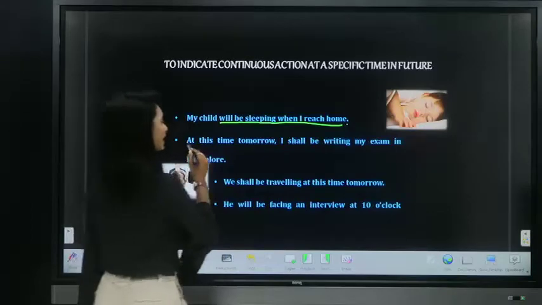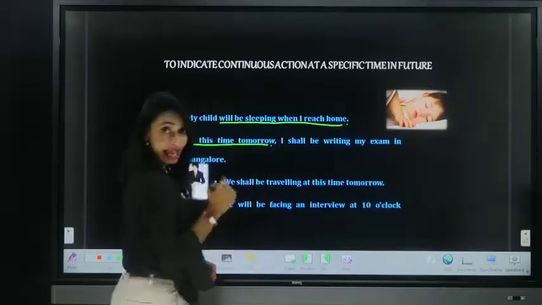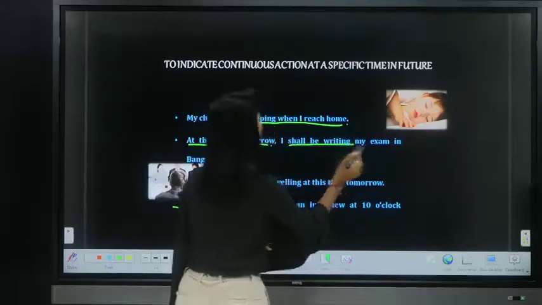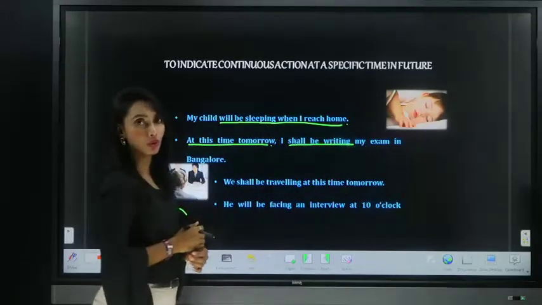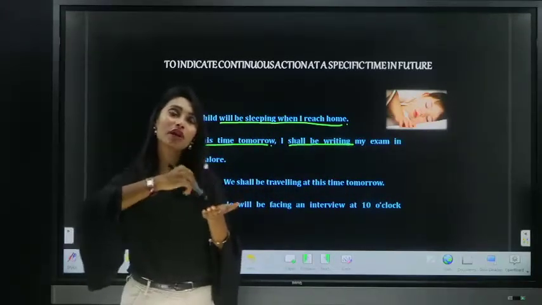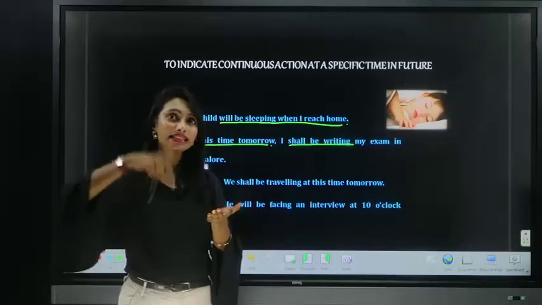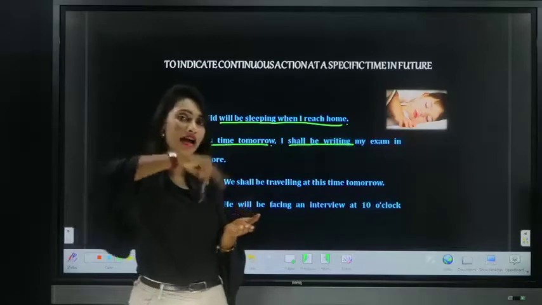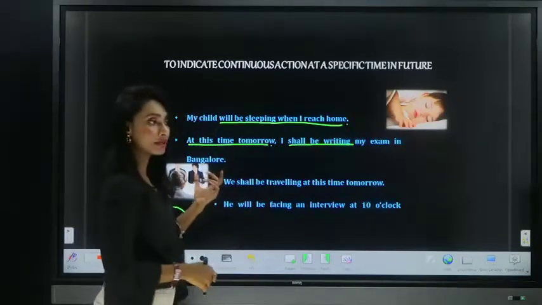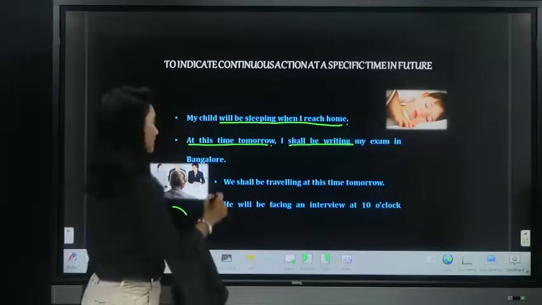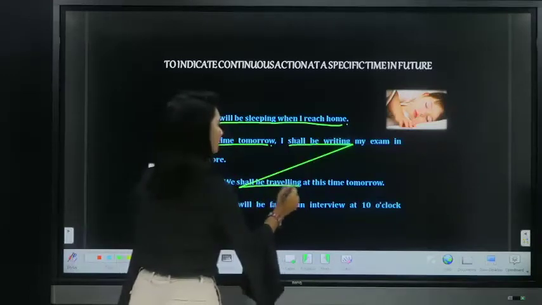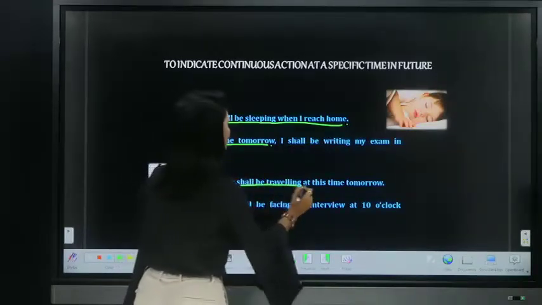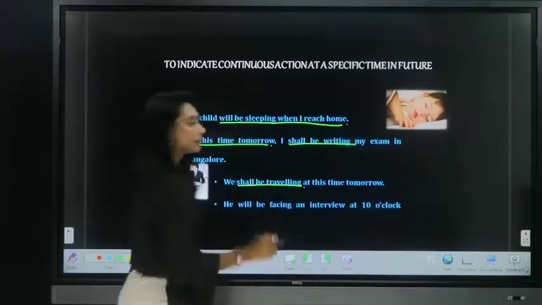Next, at this time tomorrow, I shall be writing my exam in Bangalore. So action will be going on at this time in the future, tomorrow. Next, we shall be traveling at this time tomorrow.